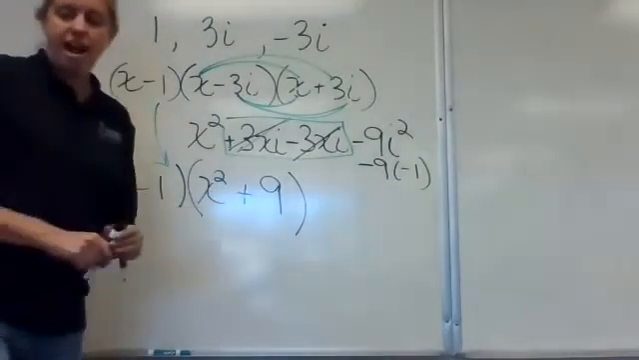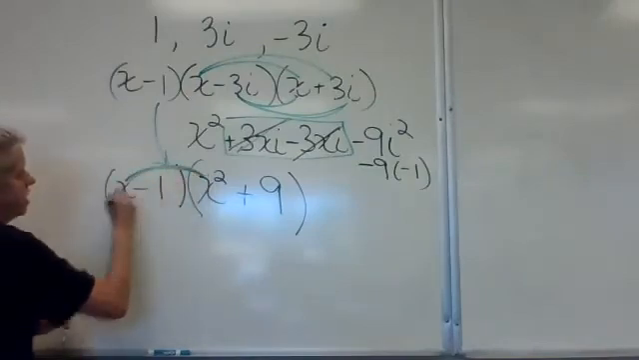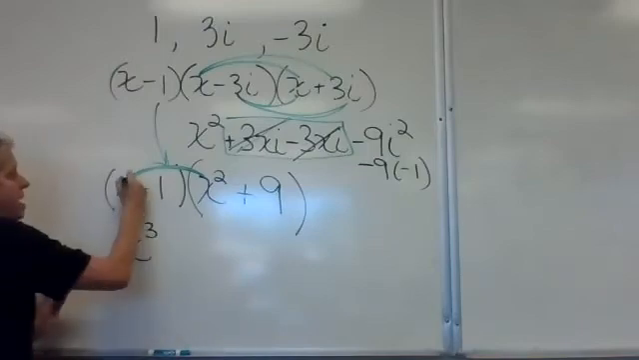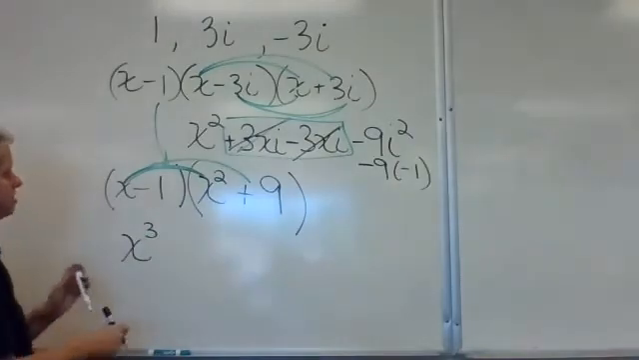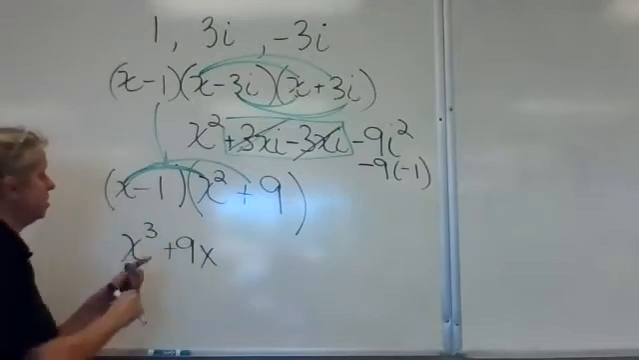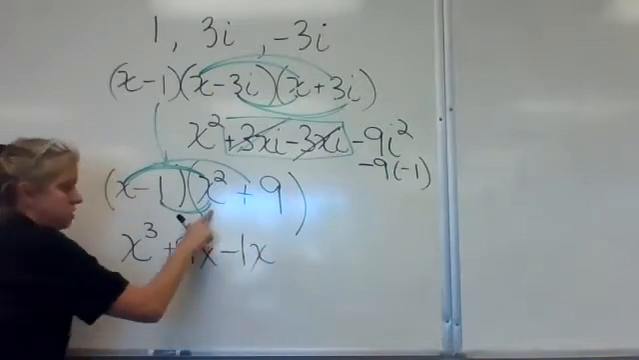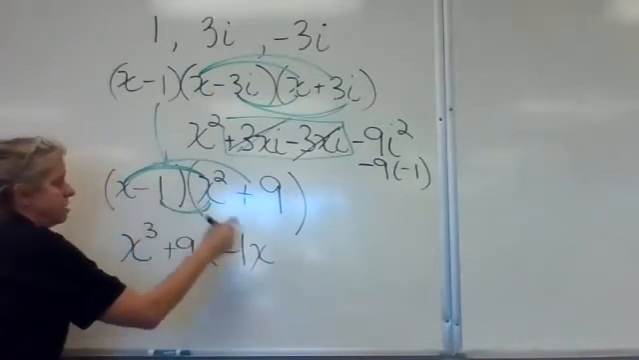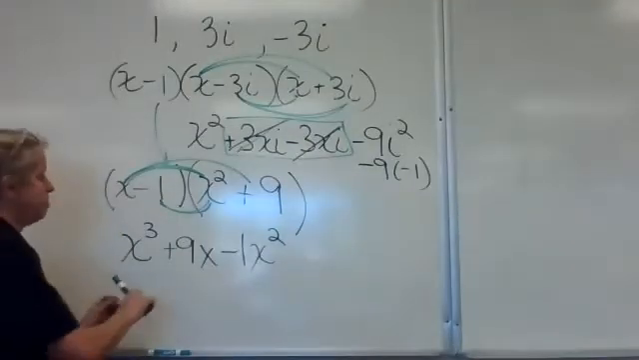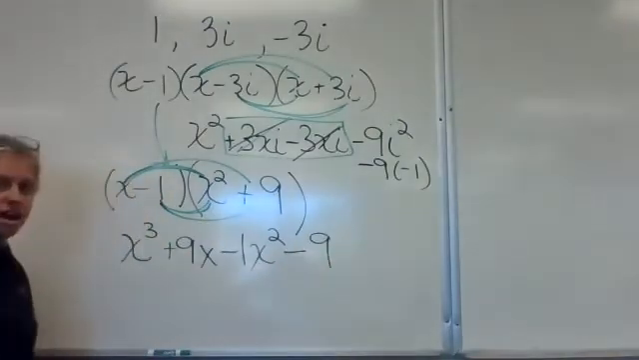and FOIL what I have left here. So my first, x times x squared gives me x to the third. My outer, x times +9 gives me +9x. My inner, -1 times x, sorry, -1 times x squared gives me -1x squared. And my last, -1 times +9 is -9.